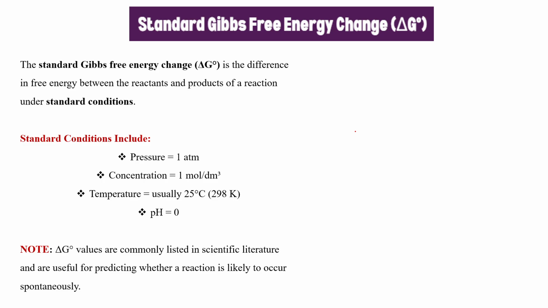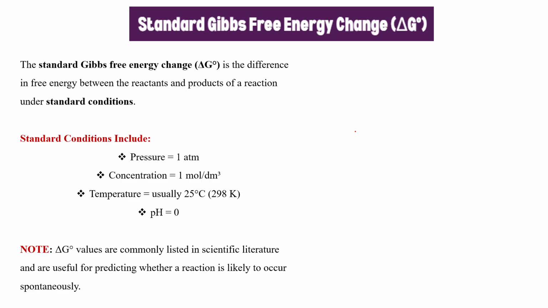We are talking about the standard Gibbs free energy. The standard Gibbs free energy is the difference in free energy between the reactant and the product of a reaction under the standard conditions. What are the standard conditions? From what we learned in Chem 217 thermodynamics, your pressure is 1 atm, or 1 atmospheric pressure. Your concentration is 1 mole per dm cube, and your temperature is 25 degrees Celsius, which is 298 Kelvin, and your pH is 0.